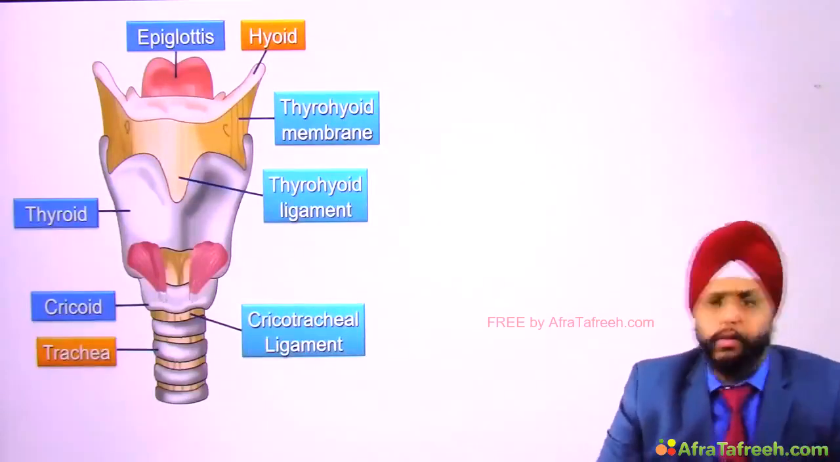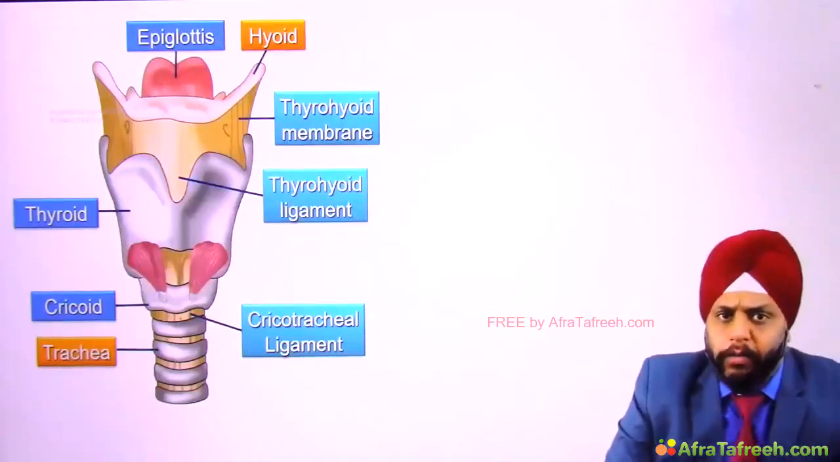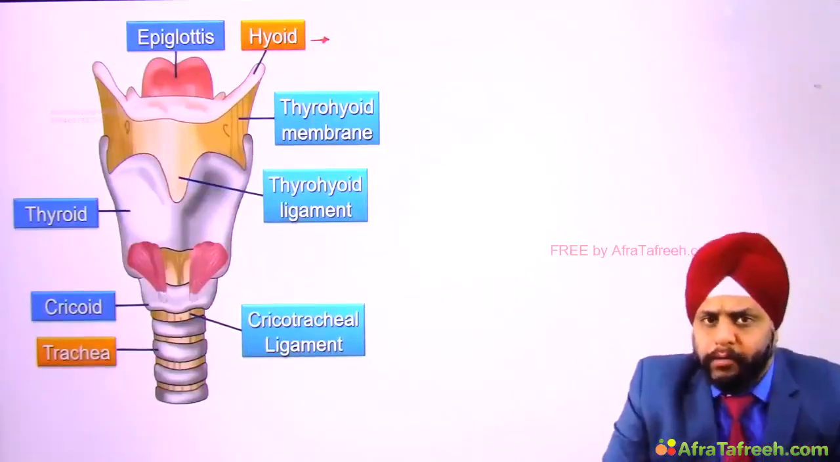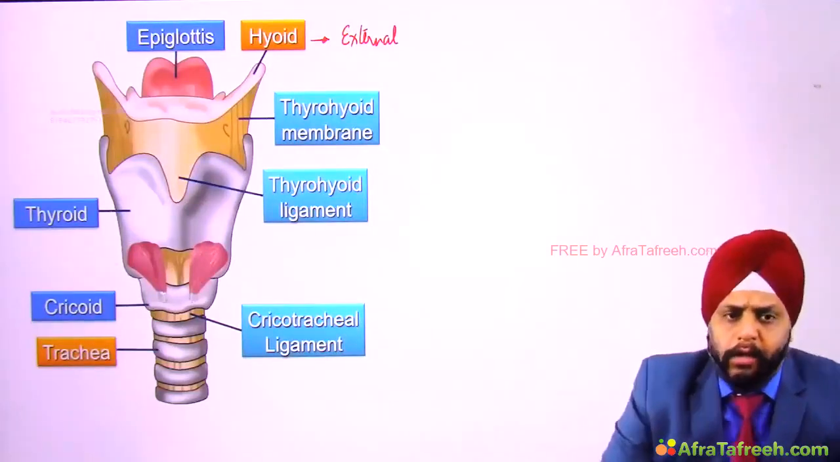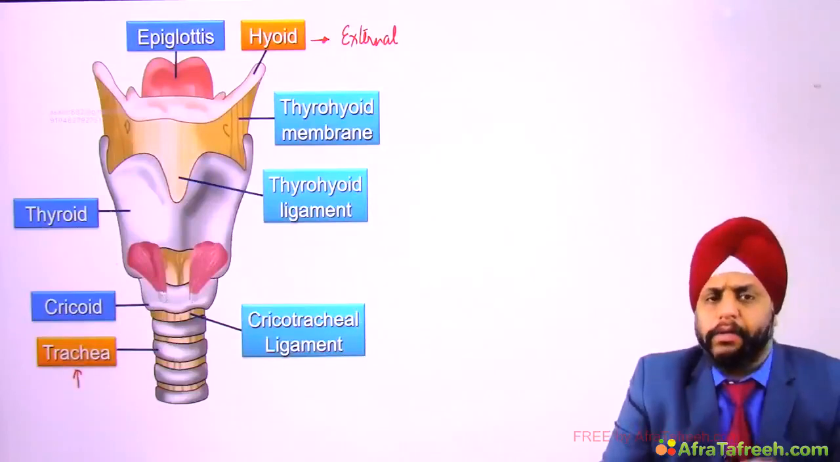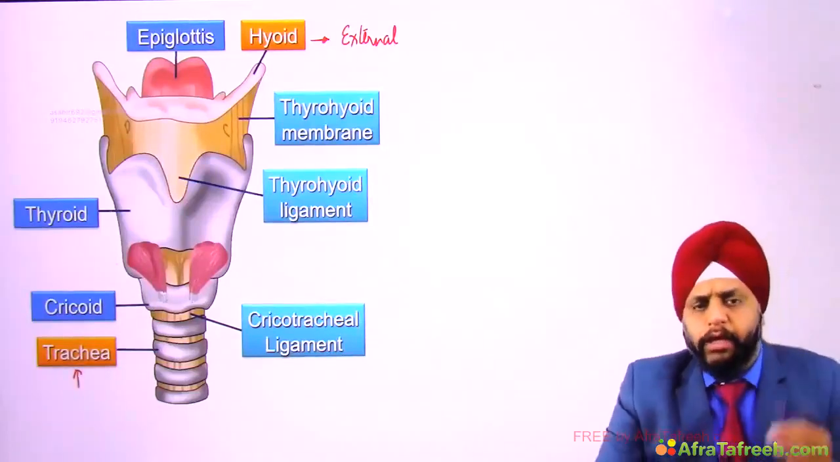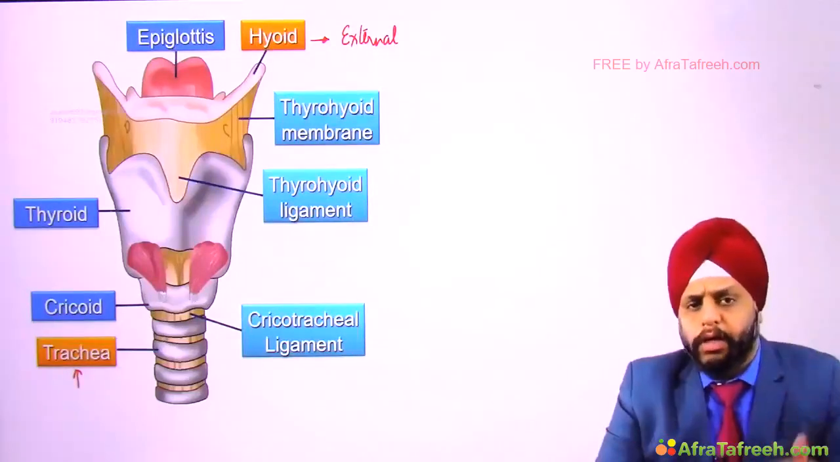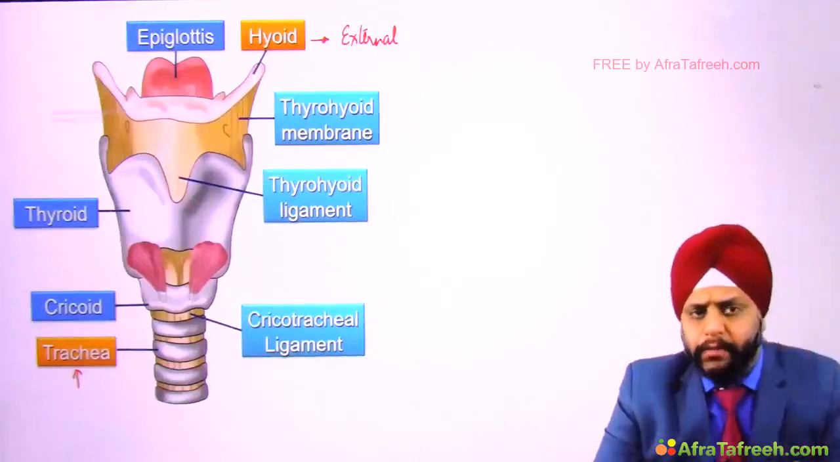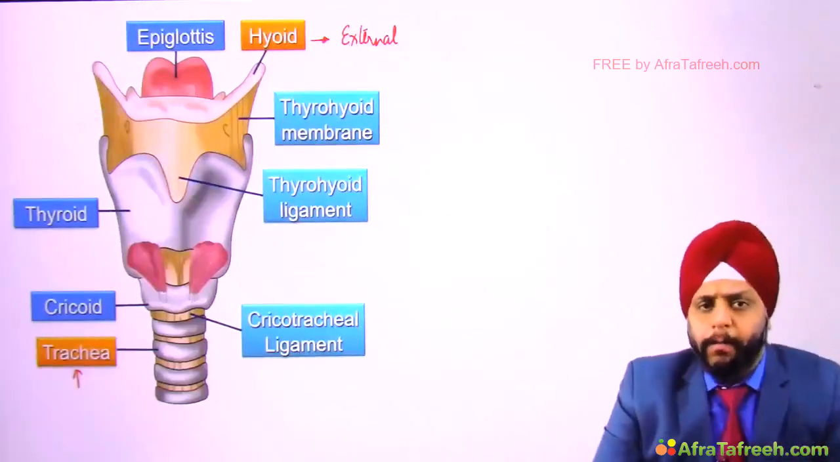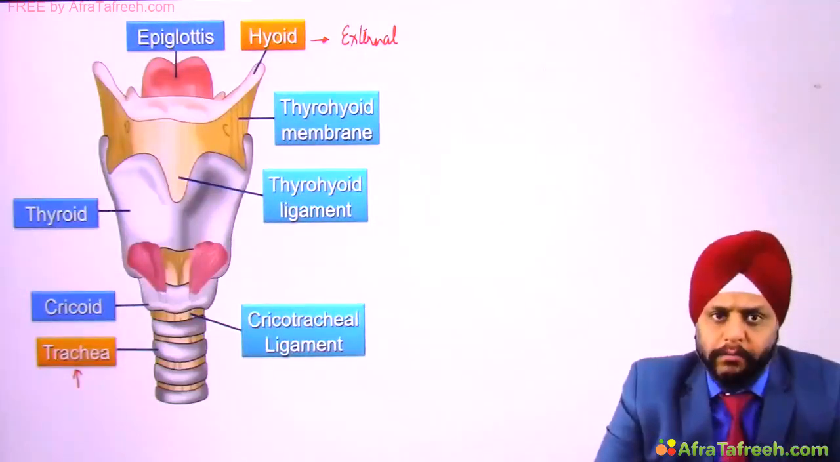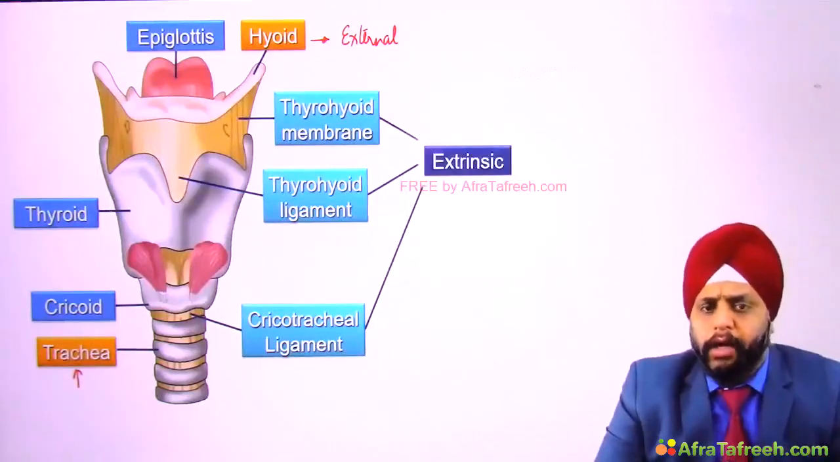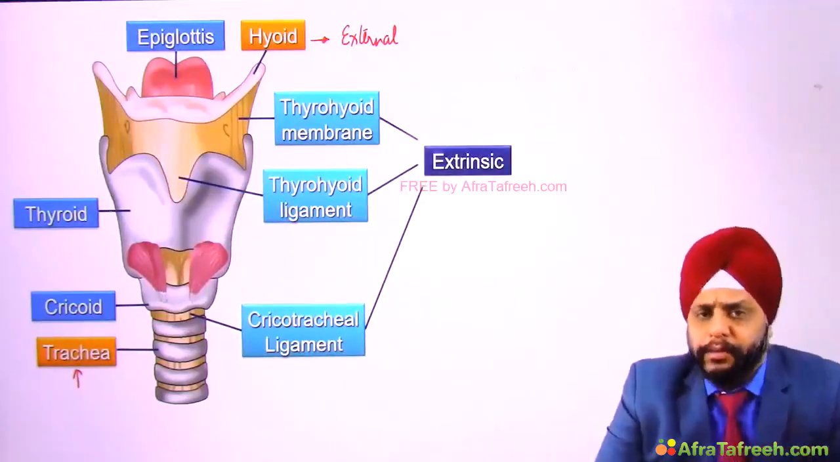Please notice over here that this hyoid bone is not a part of the larynx. It is an external structure. Similarly, the trachea over here is an external structure. So any muscle, membrane or ligament that connects the larynx to an outside structure, such as the hyoid bone or the trachea, will be known as an extrinsic structure.